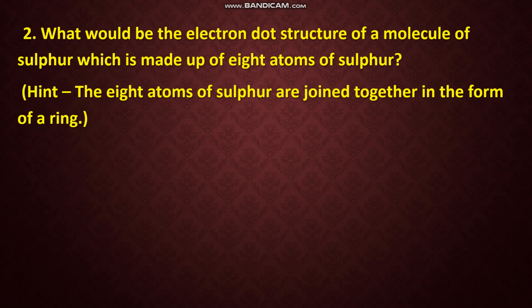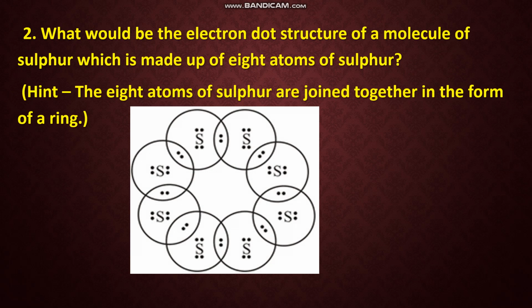You know sulfur atomic number is 16. So how to write the electronic configuration? 2,8,6. How many electrons are there in the outermost shell? 6 electrons. So it requires how many more electrons? 2 electrons. So let us see how it is shared. As it is given, they are joined in the form of a ring. You can draw one ring with 6 circles around the sulfur, 6 sulfur atoms, overlapping rings you can draw. Then each sulfur has 6 electrons and it needs 2 more electrons.